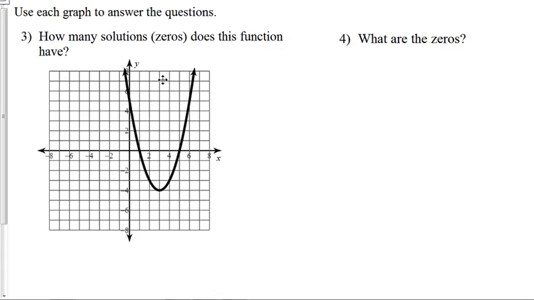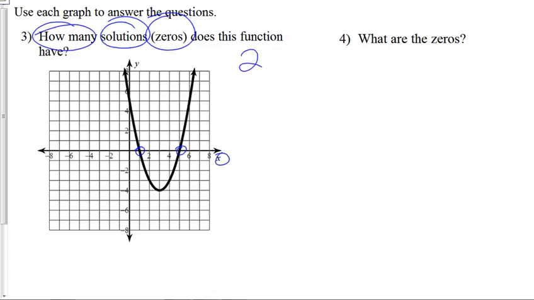These first few problems are actually pretty easy. It asks you how many solutions or zeros does the function have. So you need to know what that word means. Solutions or zeros are just where it crosses the x-axis. So it's this point and this point. So this one has 2 zeros.